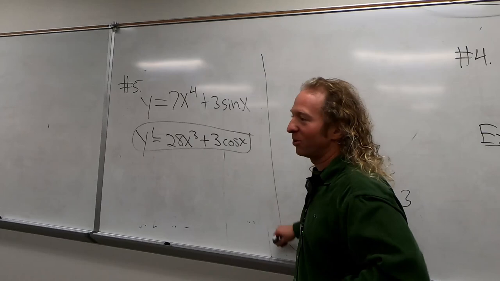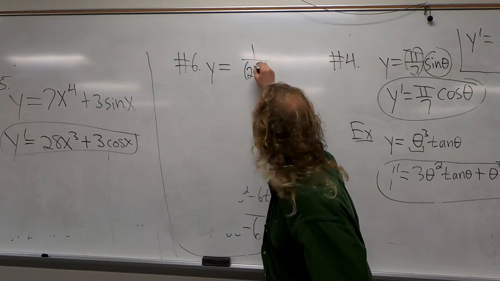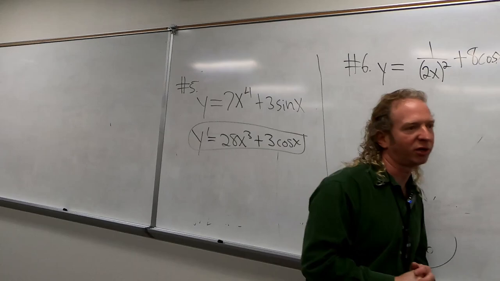So check this out. It's really sneaky. This is a really good test question. I think I uploaded an old exam. y equals 1 over 2x squared, minus 6x plus 8 cosine x. Okay, this one's really tough. This one was probably on the old exam that I uploaded. It's a really good problem.